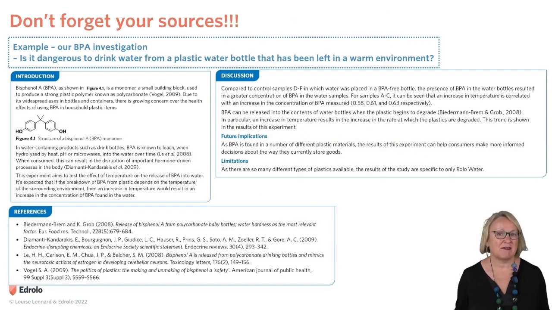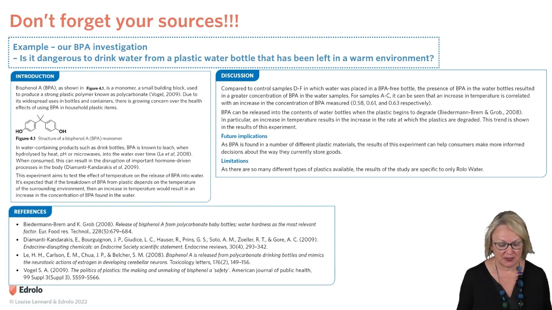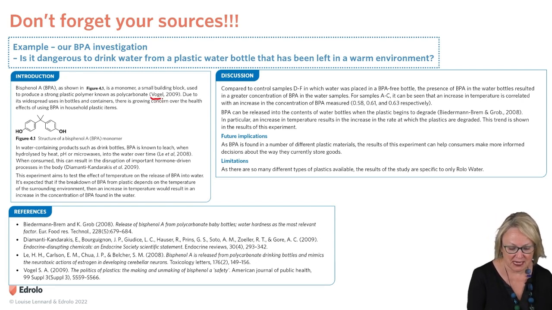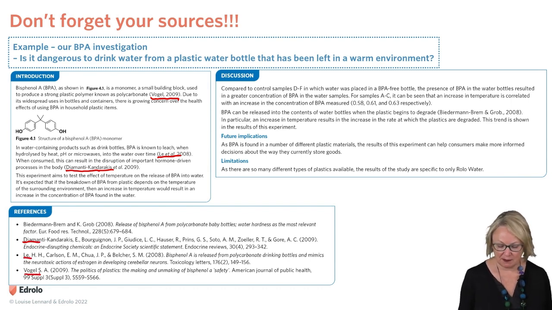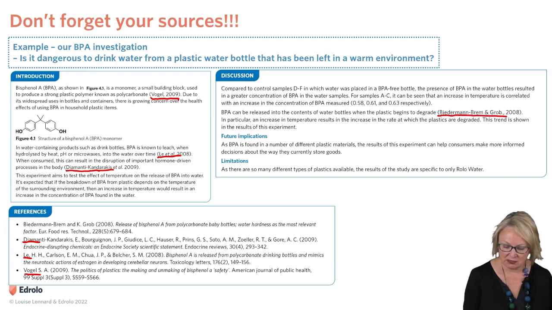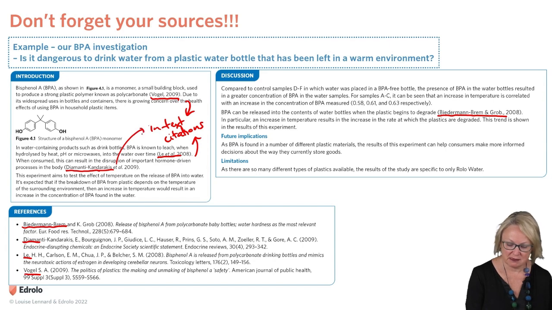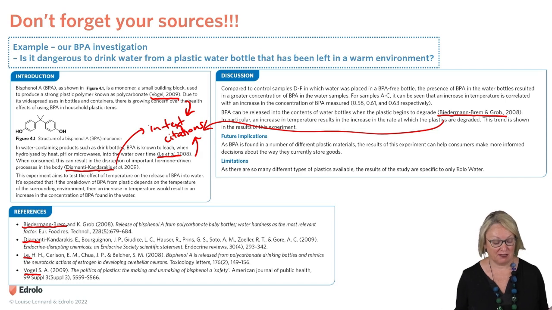So in our example of our BPA investigation, we've got in-text citations, we've got Vogel, Lee, Diamenti, Kandarakis, and then these are all listed in the reference list. And there's also over here in the discussion, there's Bearderman, and so these are the in-text citations, which are given in brackets. Et al. means and others in Latin. So that just means there's other people who are in the author list.